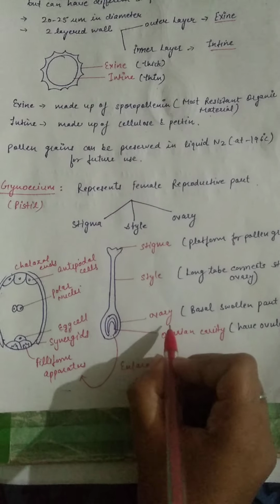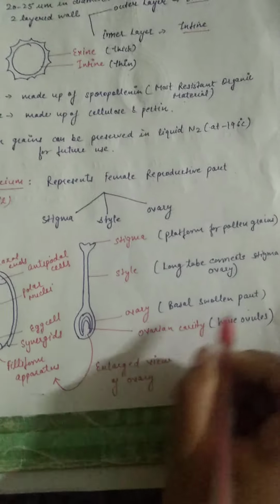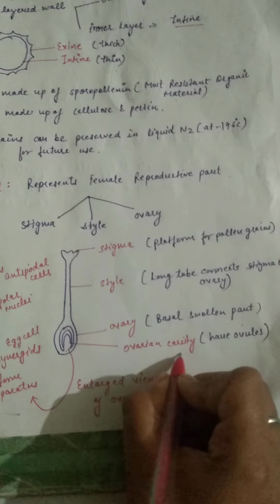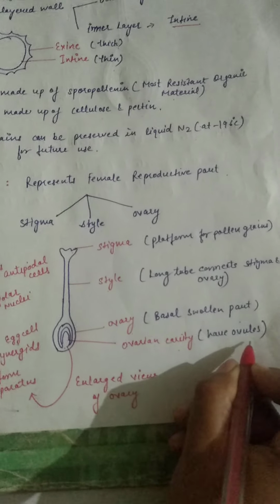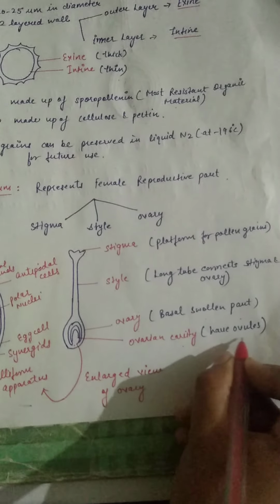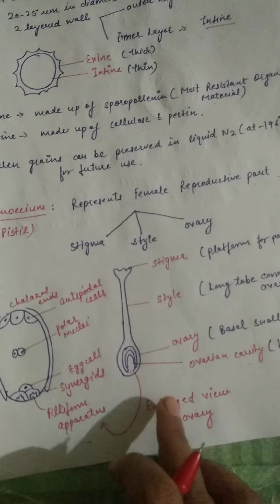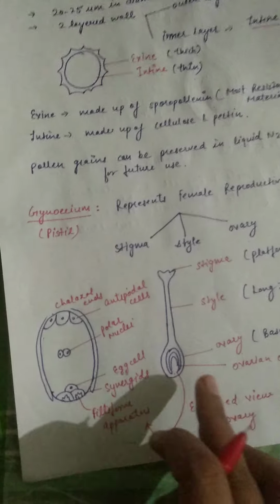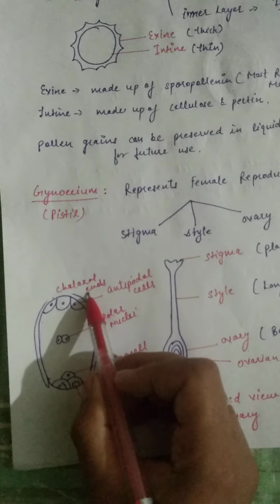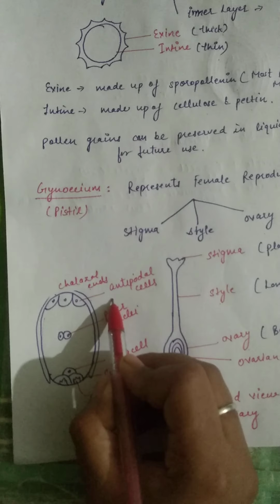The third part is the ovary. It is a basal swollen part, and in this a cavity is present, called the ovarian cavity, in which ovules develop, and ovules further develop into seeds after fertilization. Here I am showing the enlarged view of the ovary. In the enlarged view, the chalazal end is above, which contains 3 antipodal cells.